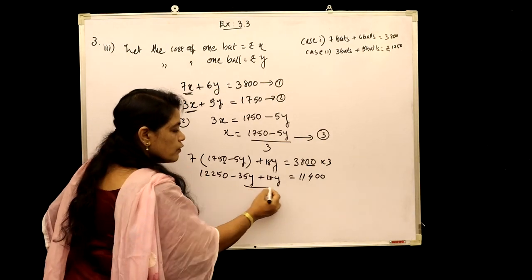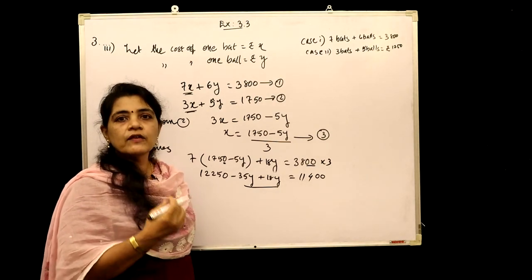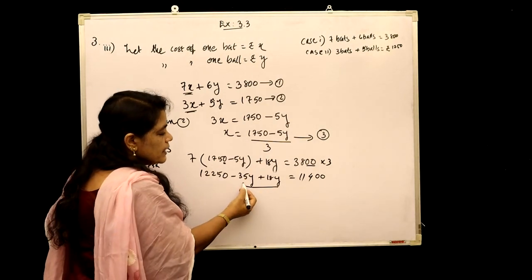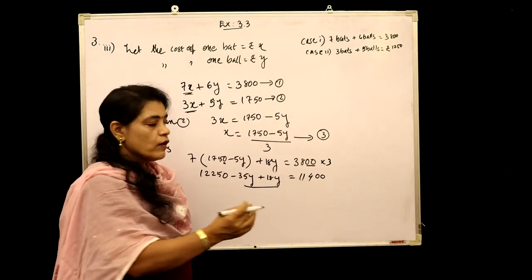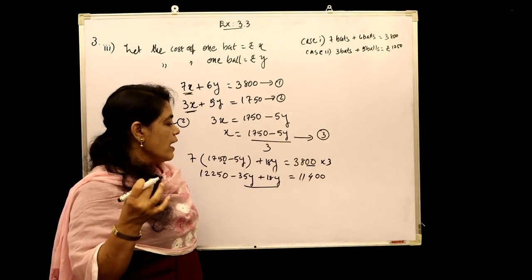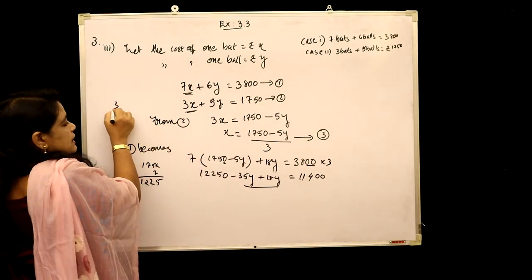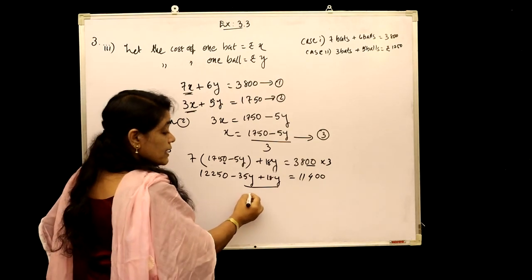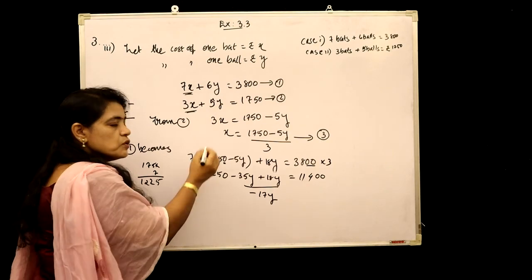Now we can solve for y. We can add together the like terms, the terms containing the variable alone, by taking this into RHS. So what will be there? Minus 35y plus 18y can be added since they are like terms. So minus 35 and 18, 35 minus 18 is 17. So minus 17y.